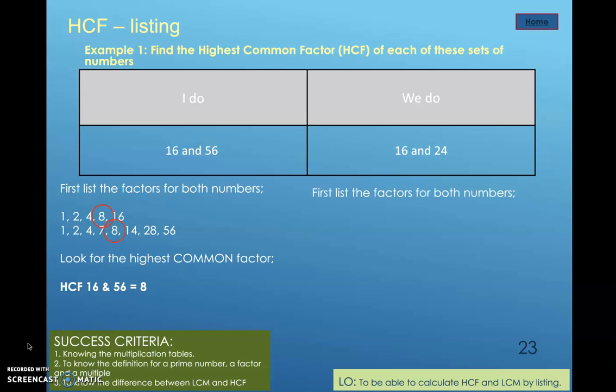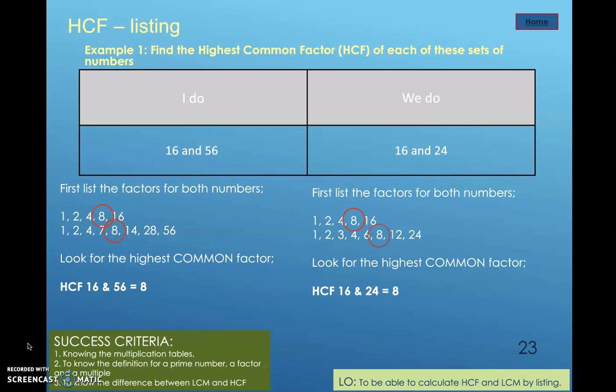Can you now pause the video and give the we do a go? You'll have 2 minutes. So, now we will list the factors for both numbers and we look for the highest common factor, which we can see is 8.